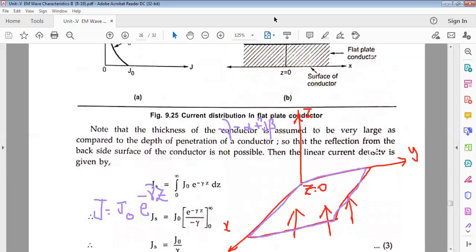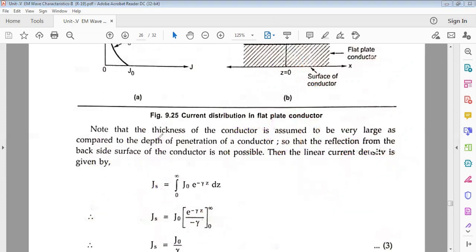Note that the thickness of the conductor is assumed to be very large as compared to the depth of penetration of the conductor, so that the reflection from the backside surface of the conductor is not possible, and the linear current density is given by Js is equal to, we are taking from 0 to infinite only, because it starts at Z is equal to 0 to infinite, with respect to Z, J naught into e power minus gamma into Z dz.